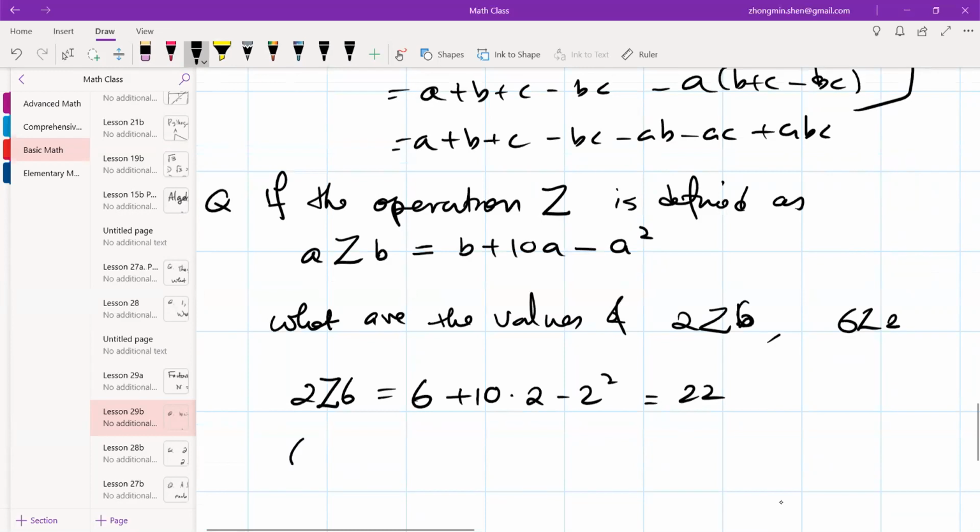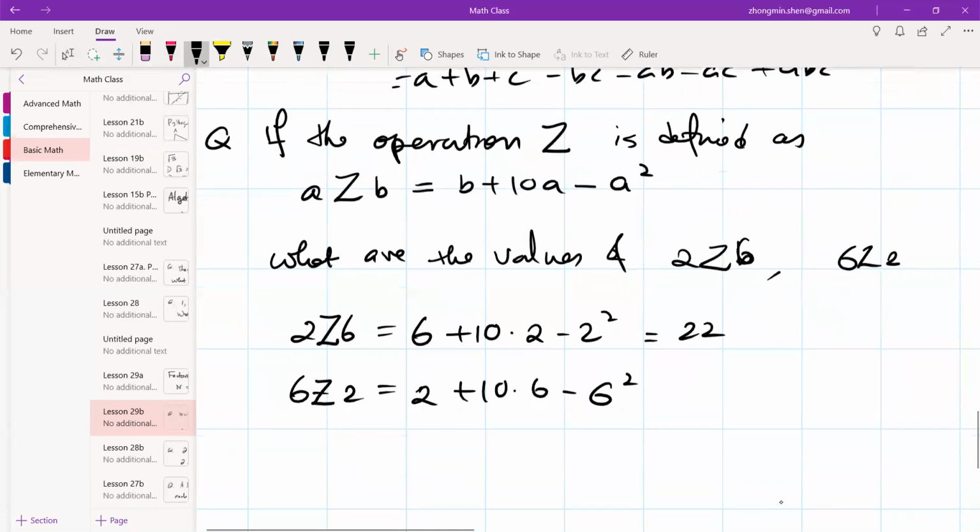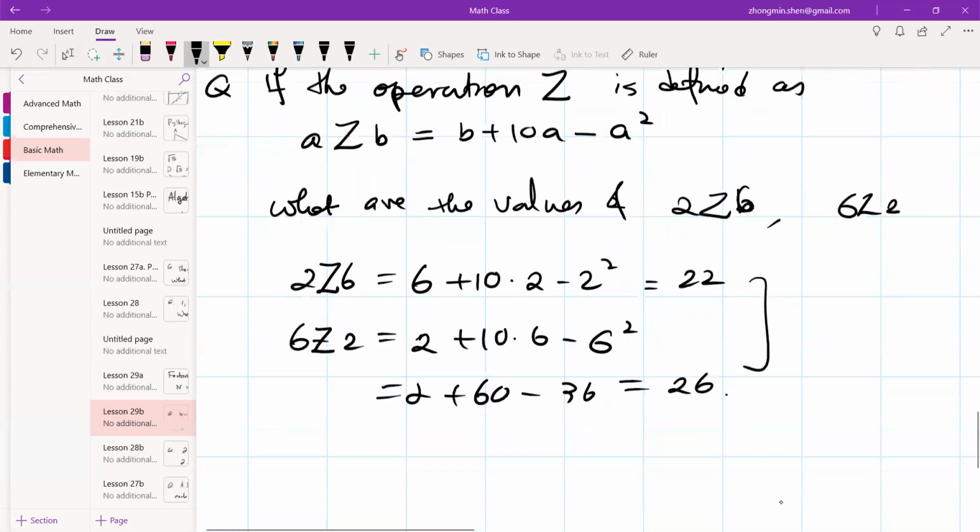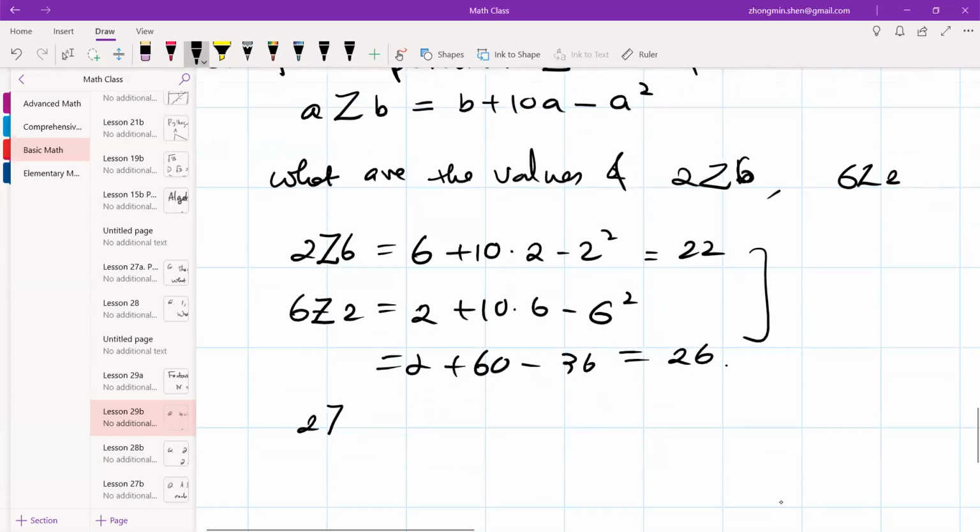And 6Z2: B is 2, A is 6, so it is 2 plus 10 times 6 minus 6 squared. Let's calculate that. It's 2 plus 60 minus 36. 60 minus 36 is 24, and 24 plus 2 is 26. So clearly those two numbers are not equal. That means 2Z6 is not equal to 6Z2.